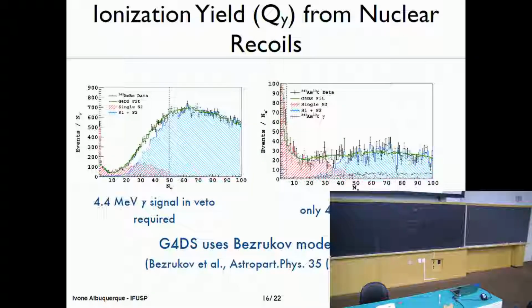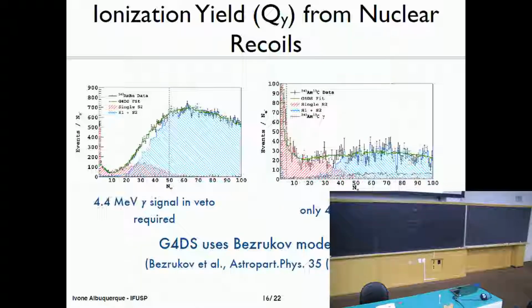So the next step would be to understand the ionization yield from nuclear recoil. This is very important, and that's where the uncertainty of our measurements is larger. We calibrated the detector with two sources, an americium-carbon source and an americium-beryllium source. Both of these also produce gamma, so we need to take this into account.